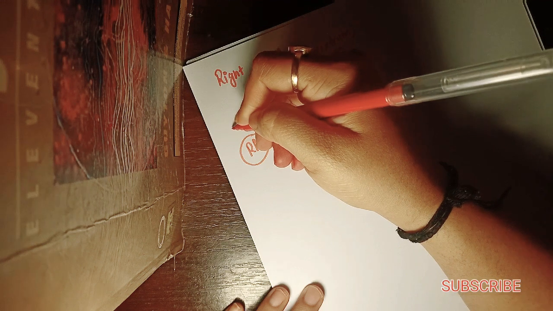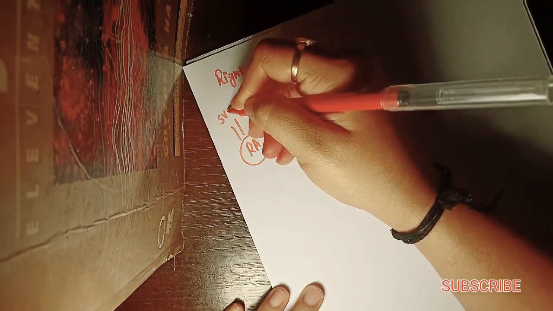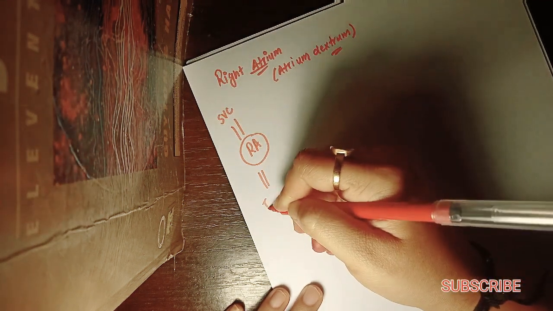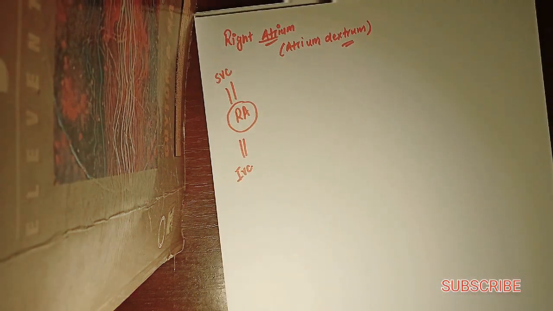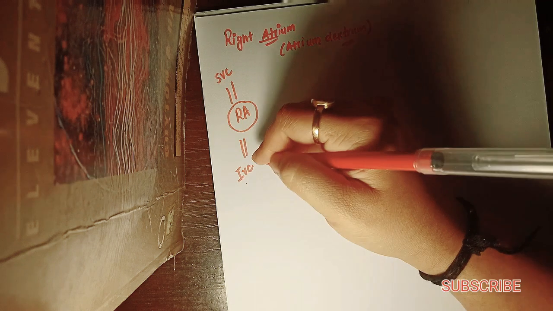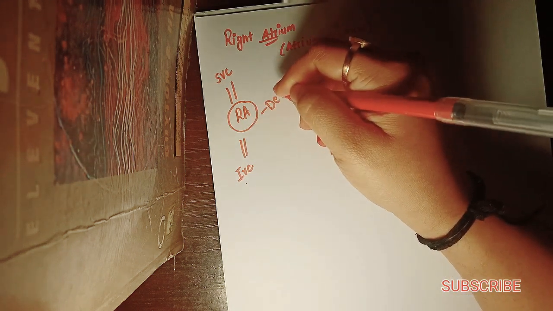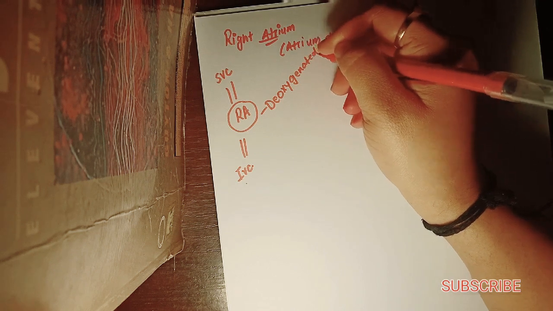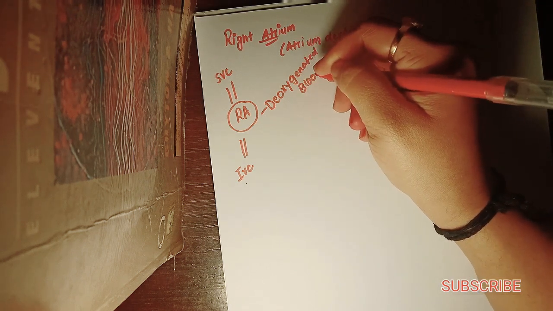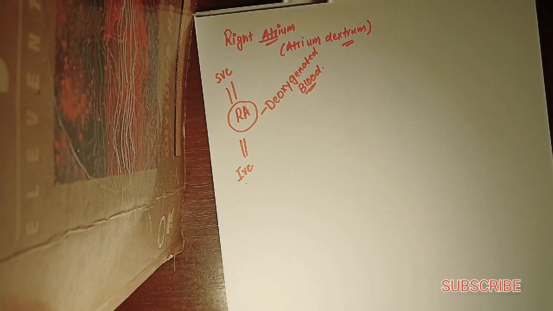The blood comes to the right atrium from the SVC and IVC. It is deoxygenated blood. Now we will talk about the features of the right atrium.